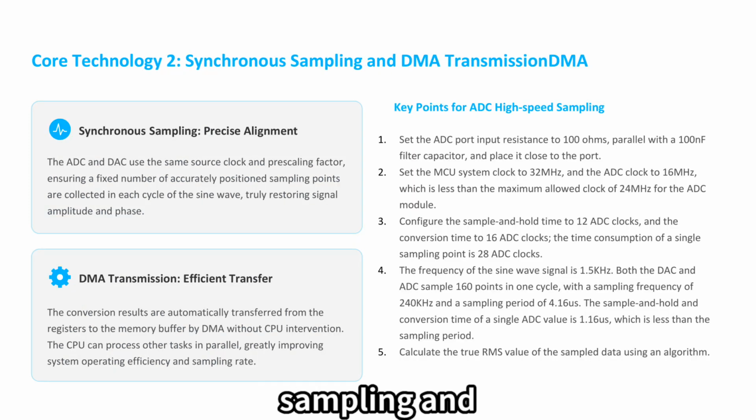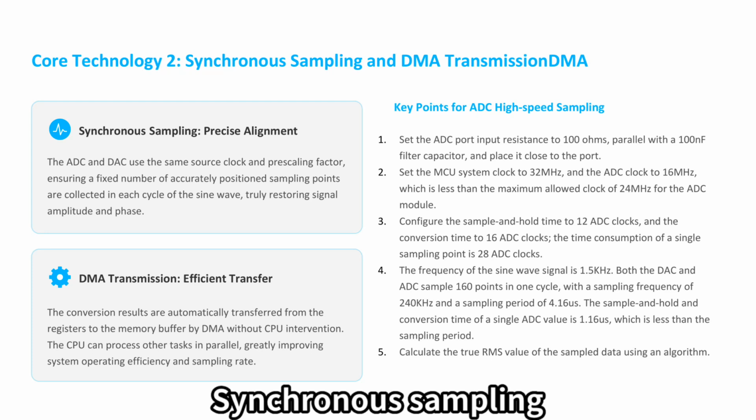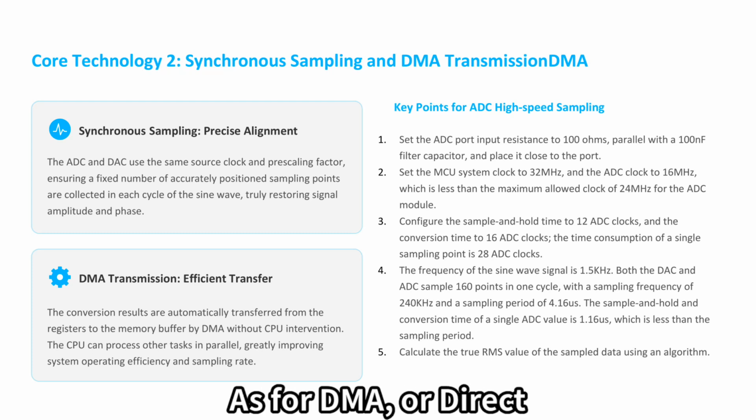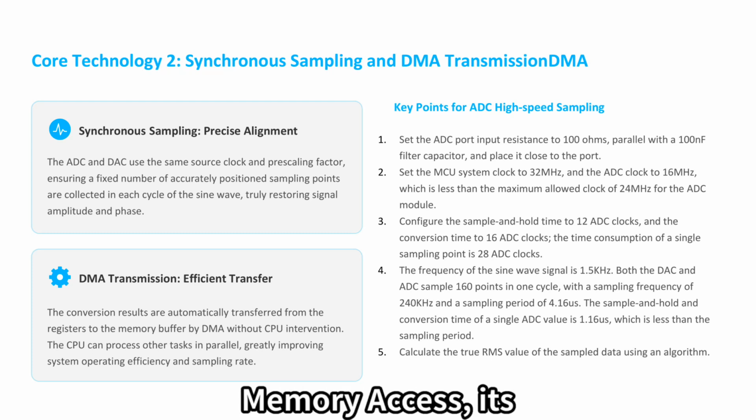Next is synchronous sampling and DMA transfer. Synchronous sampling means the timing of signal acquisition is strictly aligned with signal generation, ensuring the sample data truly reflects the characteristics of the signal. As for DMA, or direct memory access, its role is to automatically store data into memory right after ADC sampling without CPU involvement. This frees up the CPU for other tasks, improves overall system efficiency, and enables higher frequency sampling.